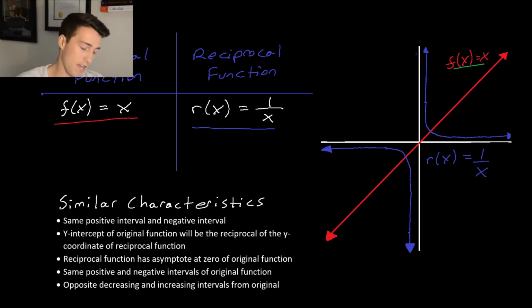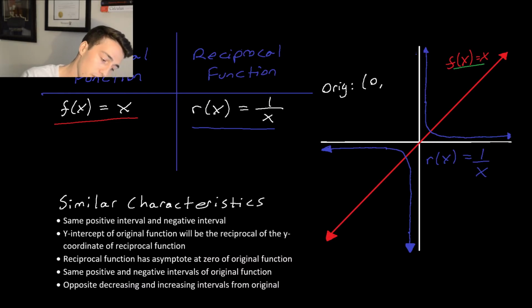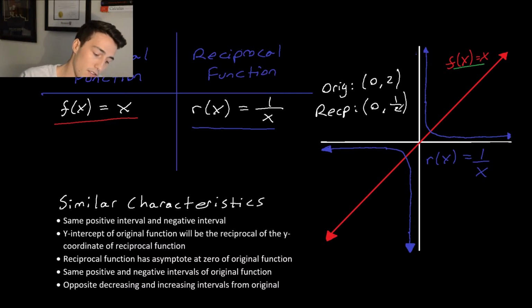So next, the y-intercept of the reciprocal function will be the reciprocal of the y-coordinate of the original function. Basically, what that means is if we have an original function with a y-intercept of (0, 2), then the reciprocal function's y-intercept is going to be (0, 1/2). So it's the reciprocal of that 2. 2 over 1, the reciprocal of that is 1 over 2. So next, we have that the reciprocal function has an asymptote at 0 of the original function.